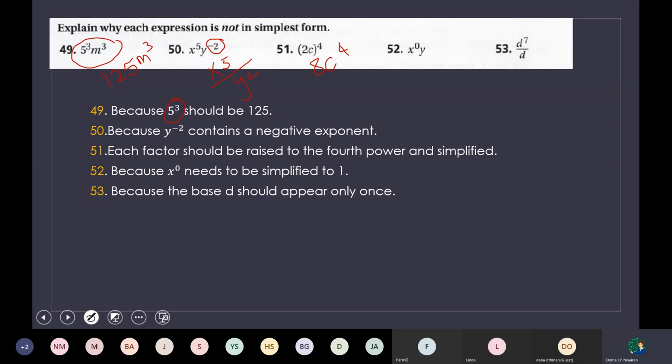Number 52, x to the power 0, y. Is it in the simplest form? No, because x to the power 0 needs to be simplified to 1. So just keep it as y. Yes? In number 51, it is to the power of 4. So 2 to the power of 4 is 2 times 2 times 2 times 2, yes, 16. Thank you. Thank you so much.